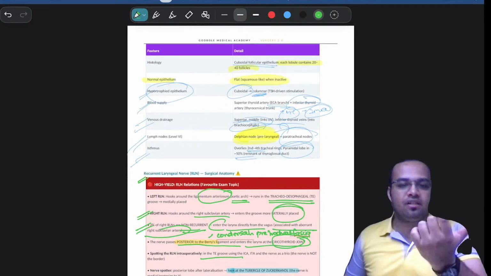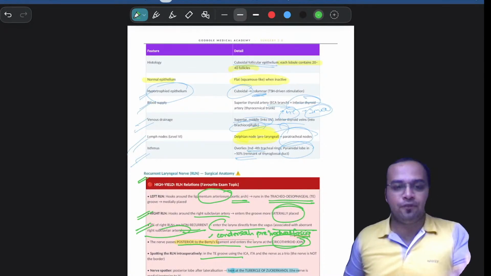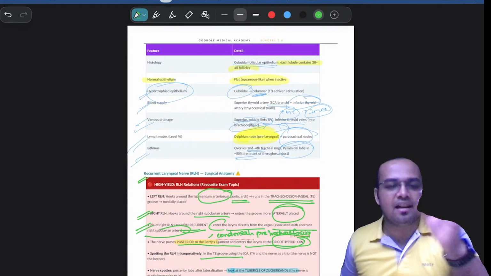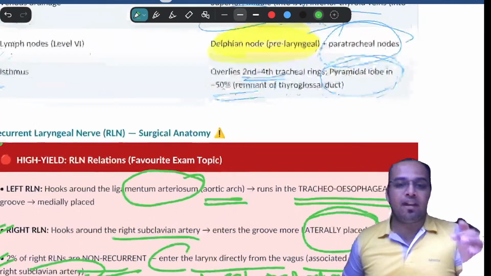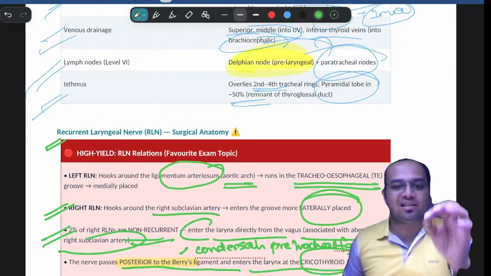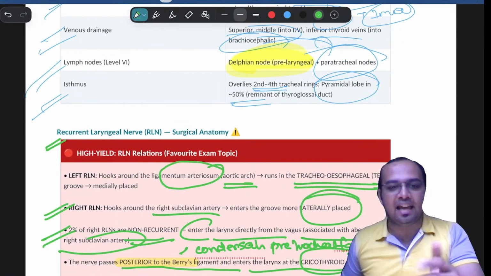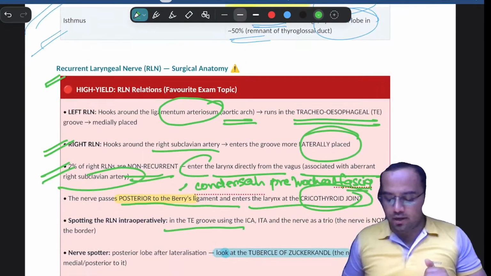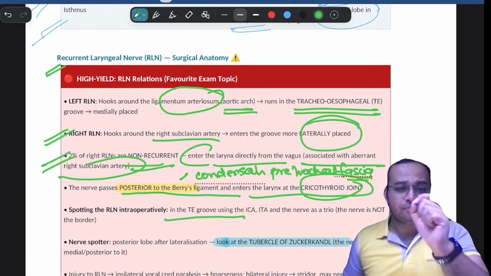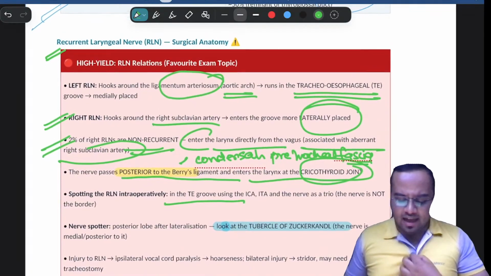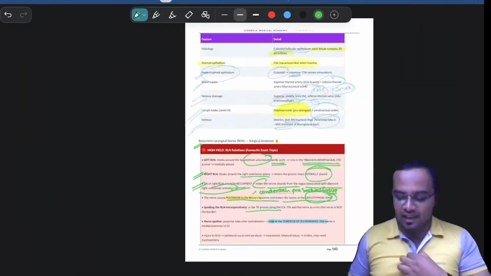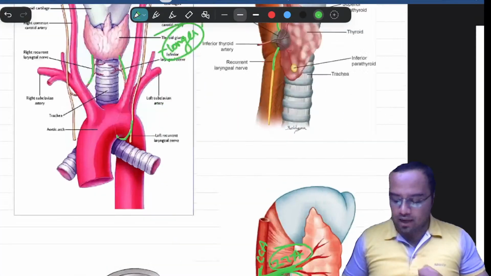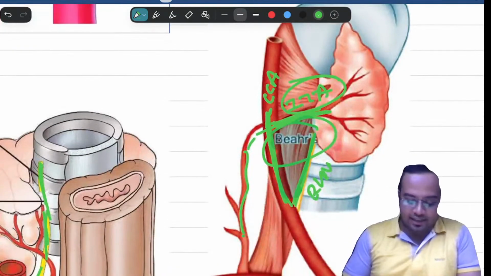Left is going to be straight, right is going to be more lateral. Left is always going to be there, and right might not be present. Then when you are going to find it, it is going to be in Beahrs' triangle. Beahrs' triangle is below the gland, and the anterior boundary is formed by the nerve. The second place where you are going to spot the nerve is at the tubercle of Zuckerkandl. And if you are still not able to spot it, then you can look for it when you dissect the Berry's ligament.